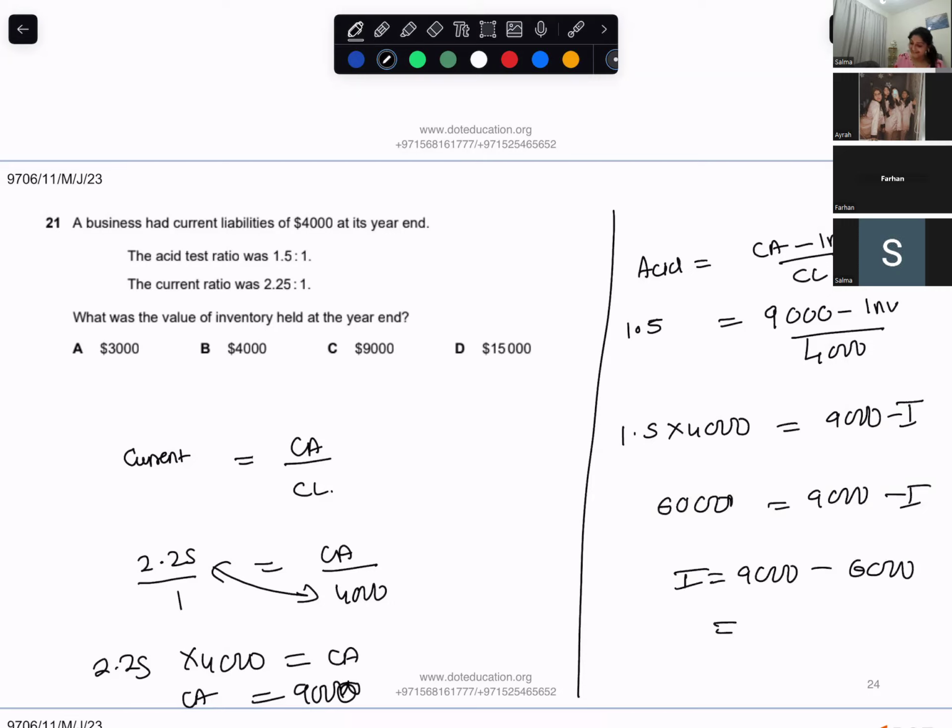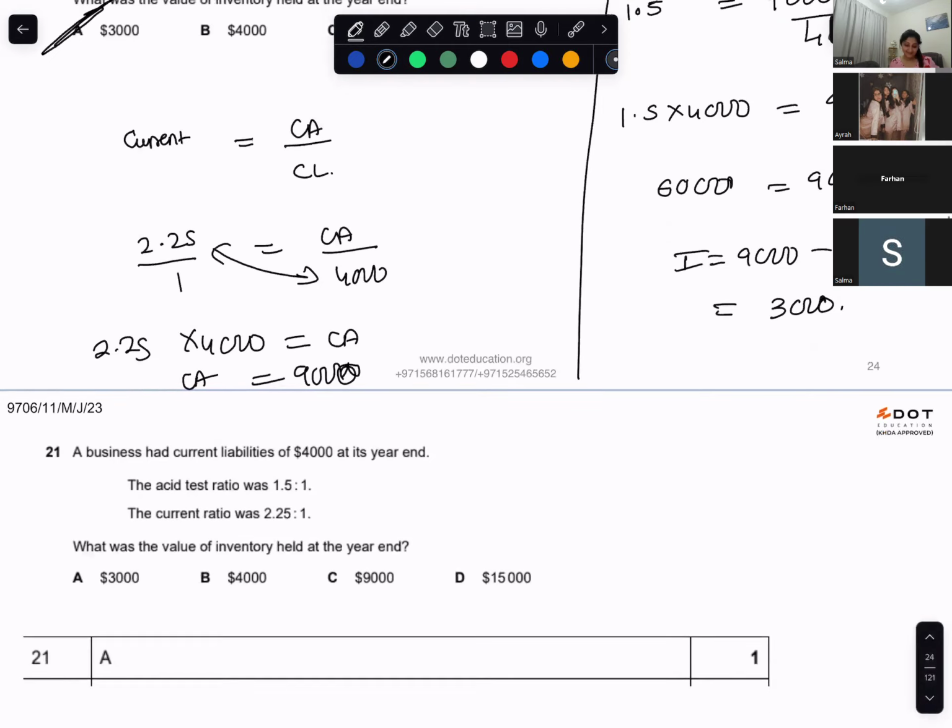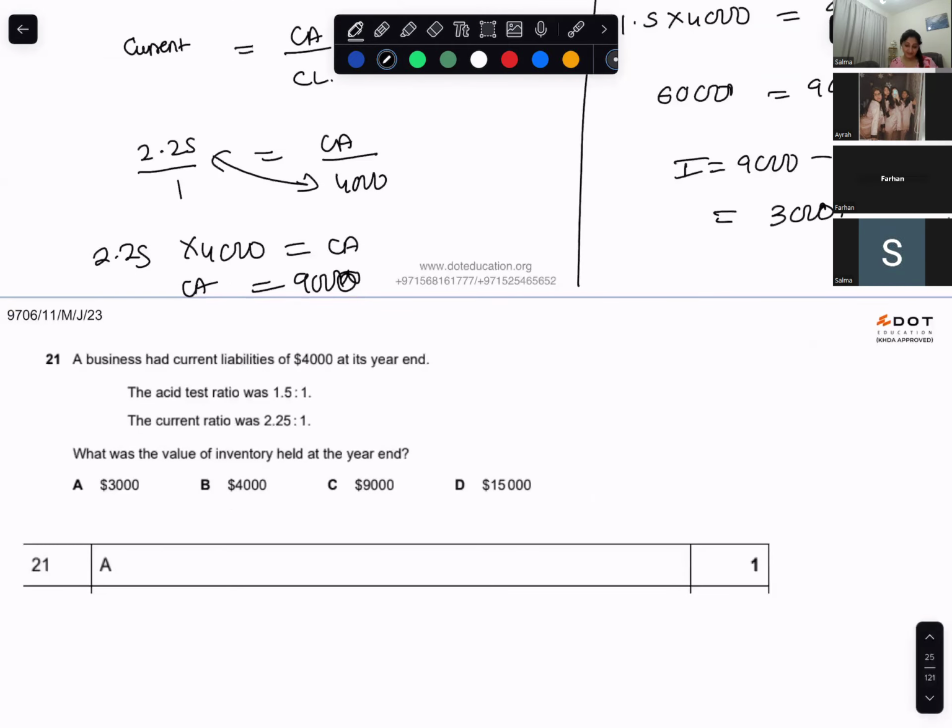You get it at the end, after everything is done. No, miss, I used a different method. I was just confused. Okay, fine. So your inventory is 3,000.